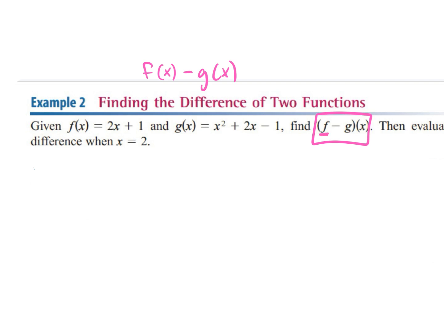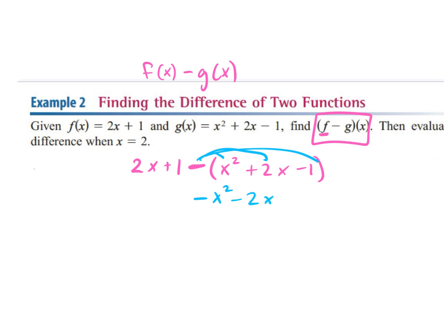F comes first, so we're going to take our f of x function, so 2x plus 1, and subtract our g of x. We have to be careful here. We're subtracting the entire function, so all three terms. So we're subtracting x squared plus 2x minus 1. Now when you're subtracting, you can't just combine the like terms right away. Here we have to distribute the negative to everything on the inside. So negative x squared minus 2x and then plus 1.